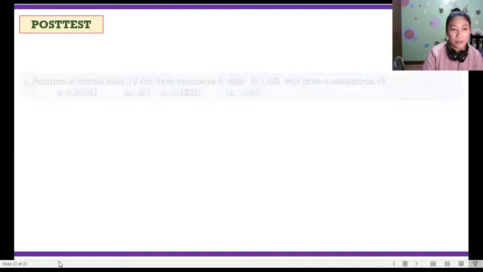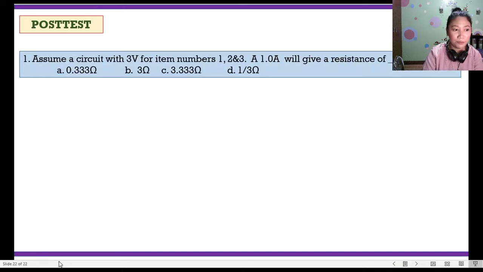Then, for the post test, let me read to you. Assume a circuit with 3 volts. So, that is applicable for items 1, 2, and 3. Ha? A 1.0 ampere will give resistance of blank. So, you have to use the formula. A, 0.333 ohms. B, 3 ohms. C, 3.333 ohms. D, 1/3 ohms.